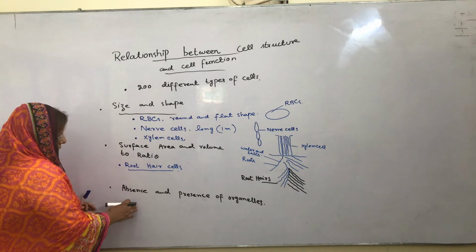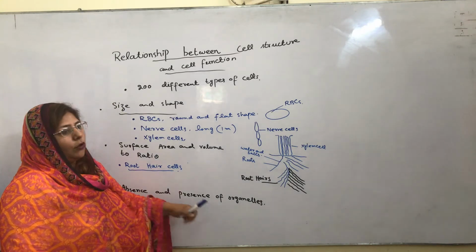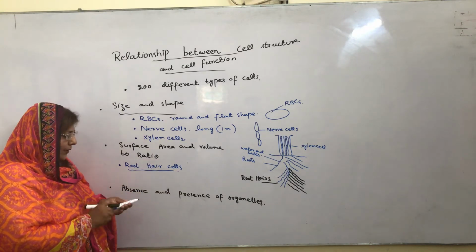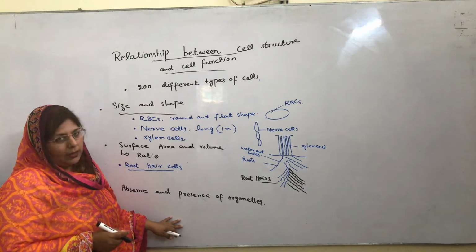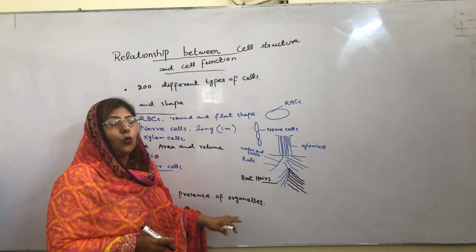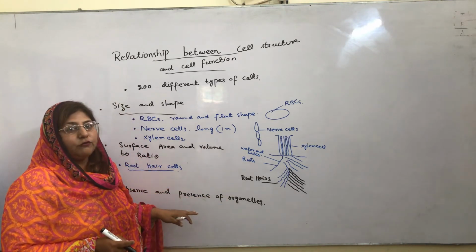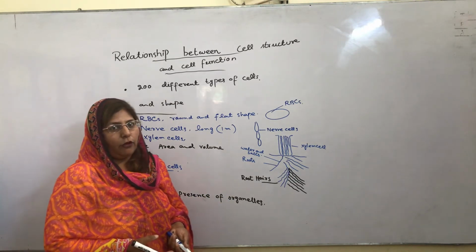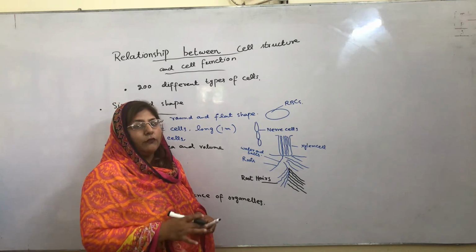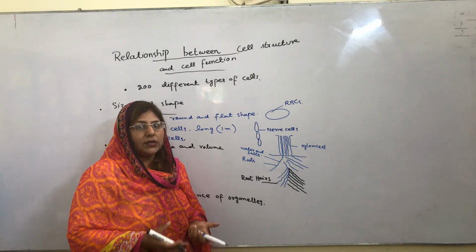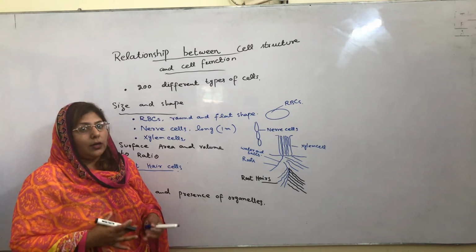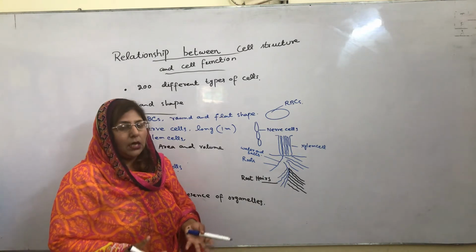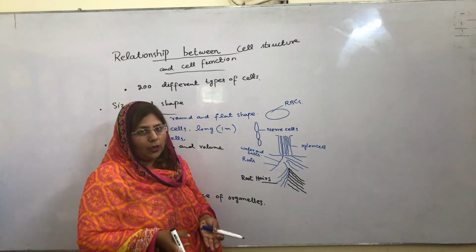And the last one is absence and presence of organelles. To understand this point, first of all we have to keep in mind what organelles are. Organelles are those parts of the cell which secrete something from their body. Secrete means which produce some juice, which can produce some hormones from its body. So the organelles which secrete something, they have some important organelles in them.